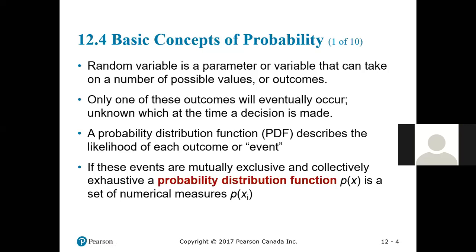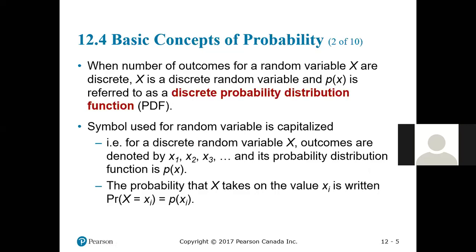When the number of outcomes for a random variable is discrete, X is a discrete random variable. Discrete means that it's not continuous; it doesn't have an infinite number of values between two defined points. For example, you could count 1, 2, 3, 4. So X is a discrete random variable, and P of X, which is a probability, is referred to as a discrete probability distribution function.